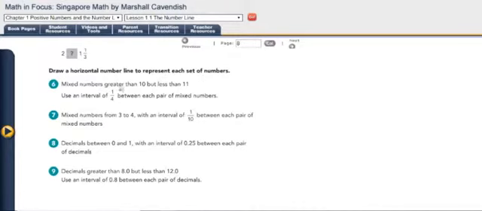Mixed numbers greater than 10 but less than 11, using an interval of 1/4 between each pair of mixed numbers. So interval just means that's how much you're going to jump on the number line. So from 10, I would just add 1/4 until I got to 11. So my first one would be 10 plus 1/4, which would be 10 and 1/4.